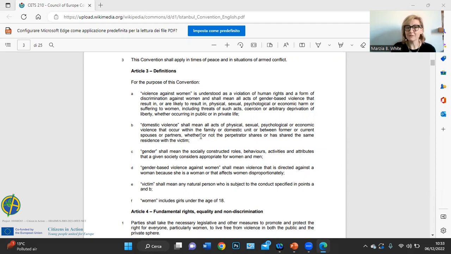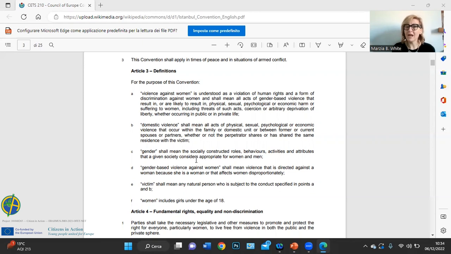Gender shall mean the socially constructed roles, behaviors, activities, and attributes that a given society considers appropriate for women and men. And again, gender-based violence against women shall mean violence that is directed against a woman because she's a woman. This is really important to understand, or that affects women disproportionately.